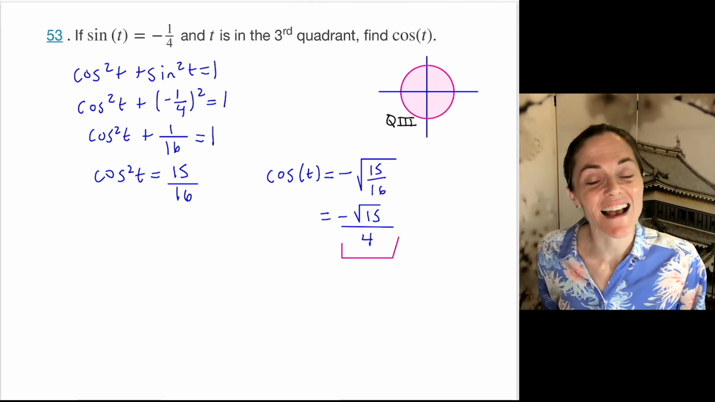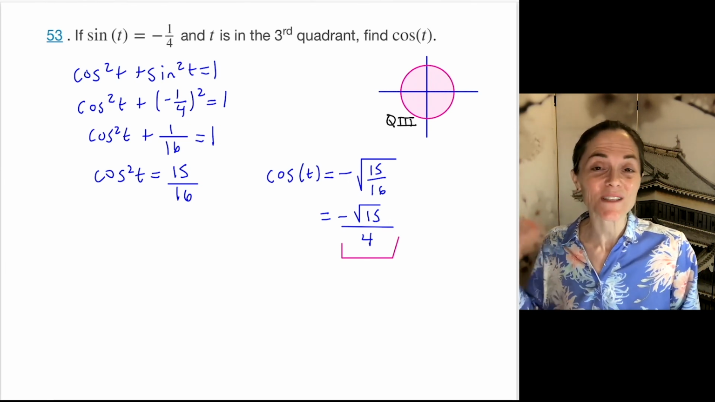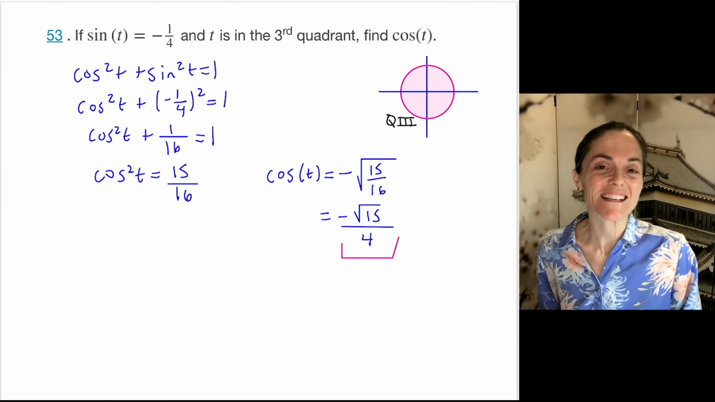So these were the exercises. We did a lot with reference angles, and using that sine squared plus cosine squared is 1.